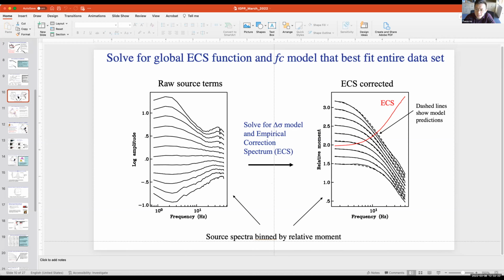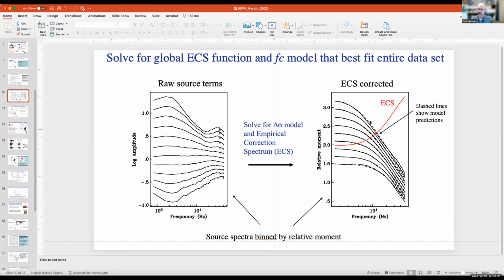So in other words, the ECS is completely empirical. It doesn't really have a physical meaning or something. Right. Yes, exactly. Okay. And then how do you empirically estimate it? You somehow did an average from the raw source terms?